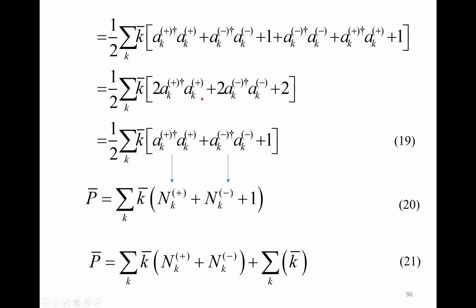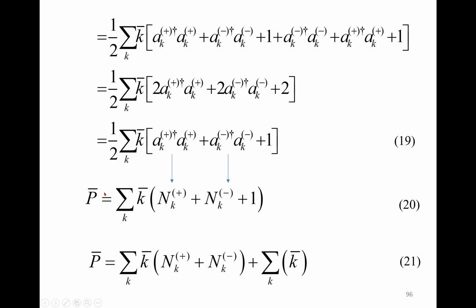So I have pulled 2 out. So I can pull these 2 out, so these 2 and these 2 will get cancelled. So that's a mistake here. I can pull these 2 out, so 2 divided by 2 and 2 by 2 will get cancelled. We have k times a_k plus dagger, a_k plus, a_k minus dagger, a_k minus plus 1. So the 2 is missing here, and 2 by 2 will get cancelled. In the next line I have written it correctly.